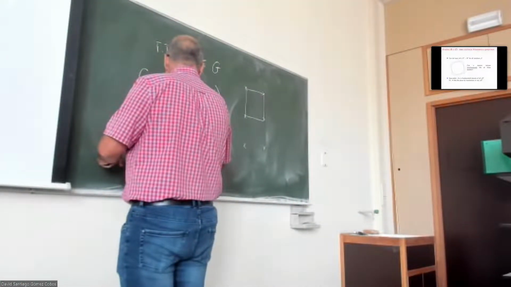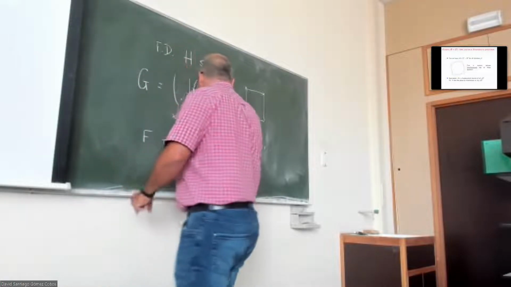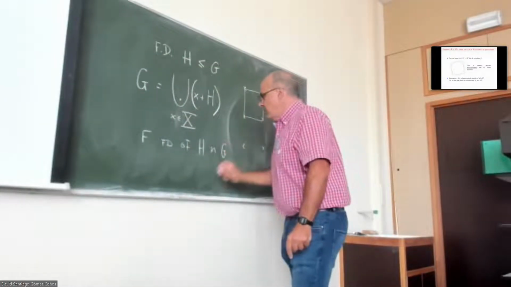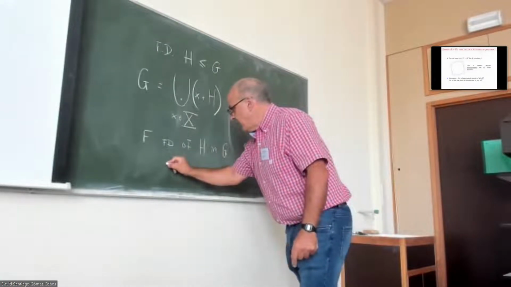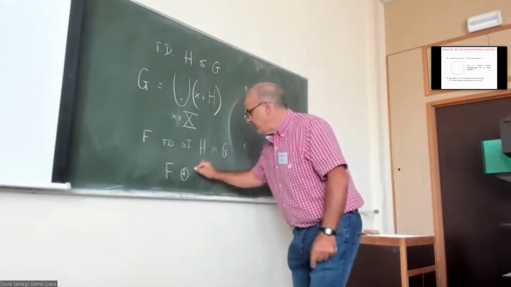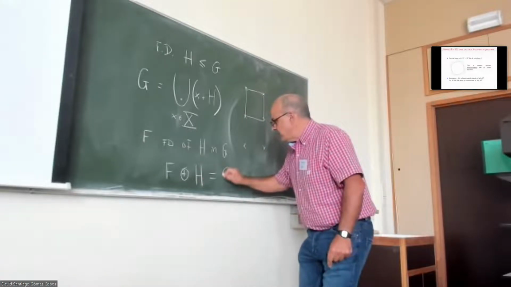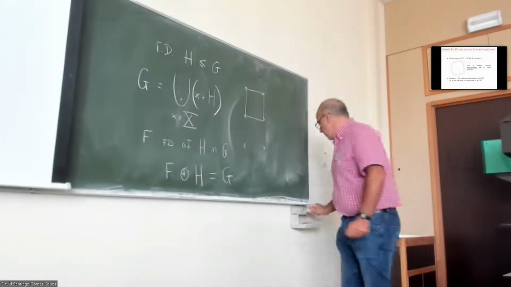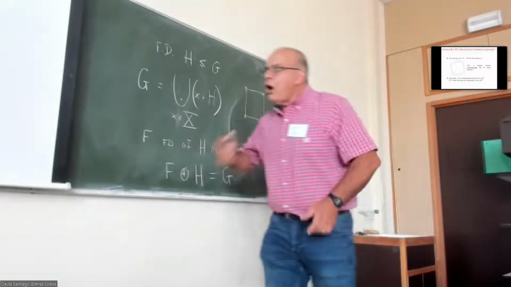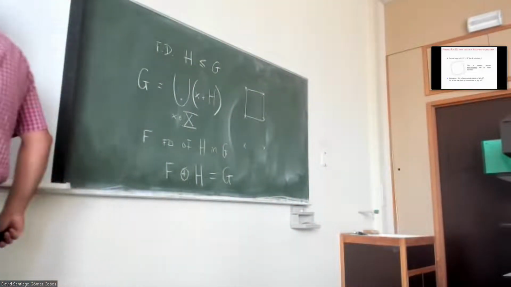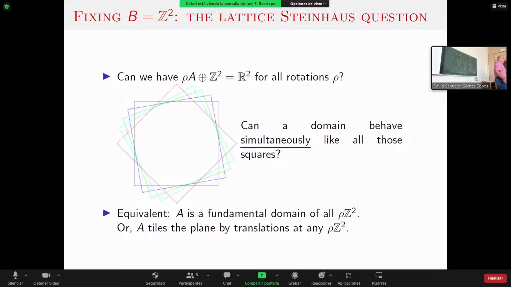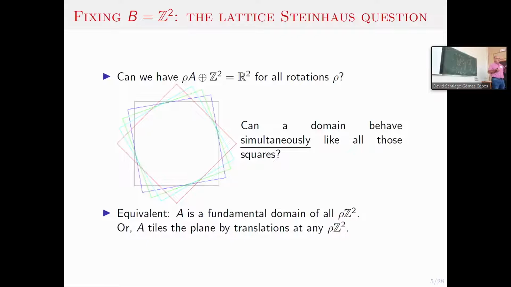So if you take F to be a fundamental domain of H in G, then what this means is exactly that F direct sum with a subgroup H is a tiling of G. Okay? So what we're seeking here is a common fundamental domain of all these groups. We have all rotates of Z squared, each of them is a group. And you want to find a common fundamental domain for each of them. You want to select one point from each coset simultaneously for all of them.